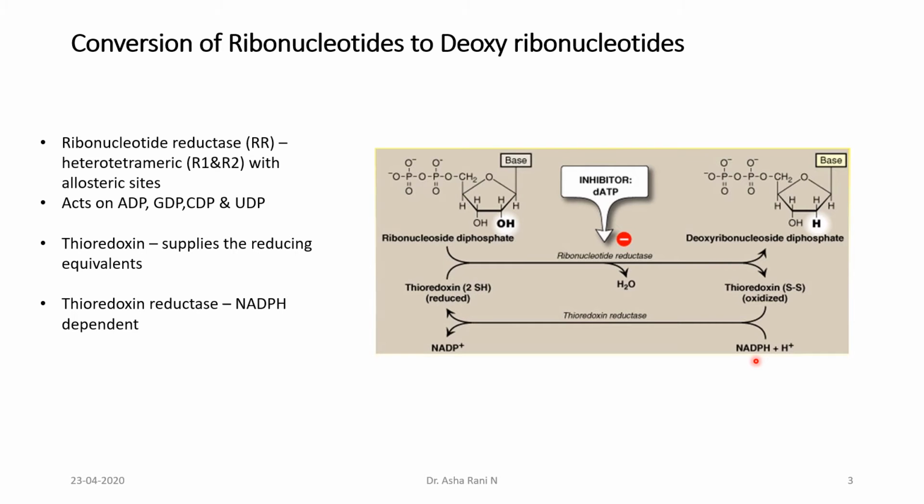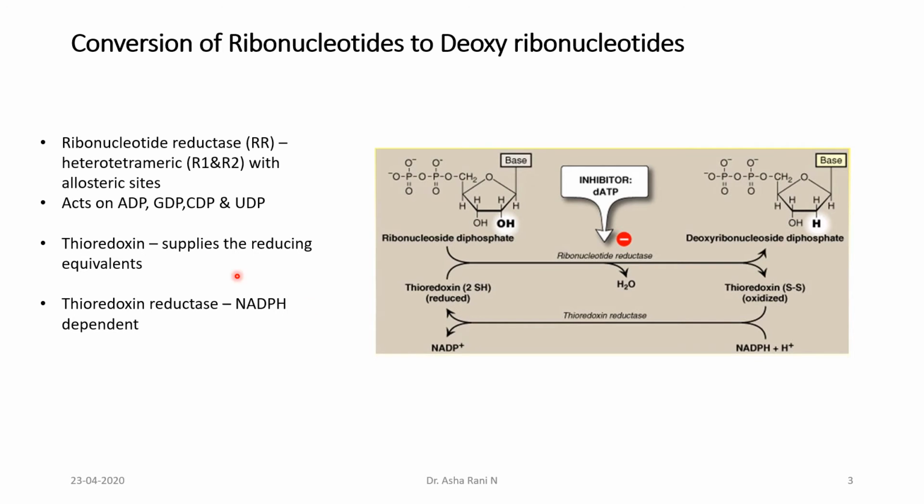So coming to the regulation of this enzyme, the activity of ribonucleotide reductase is regulated by allosteric modulators, which ensures that the synthesis of deoxyribonucleotides occurs only when the cells are actively synthesizing DNA, that is during cell division. So as a preparatory step to cell division, the conversion of ribonucleotides to deoxyribonucleotides happens. Apart from that, deoxy ATP is an inhibitor of ribonucleotide reductase.